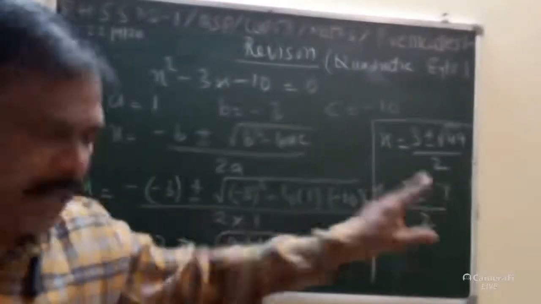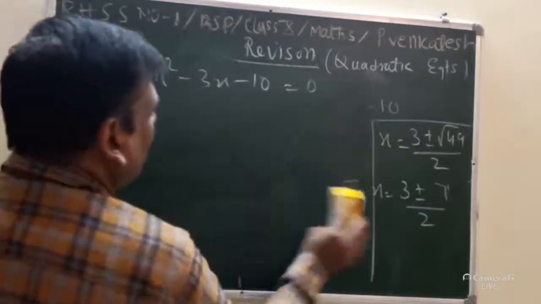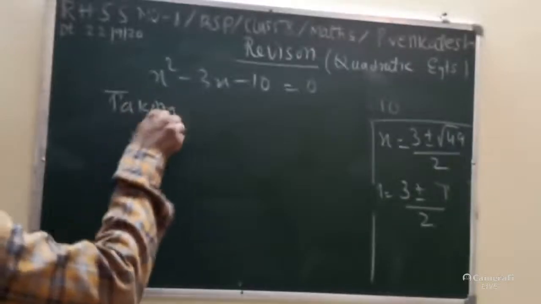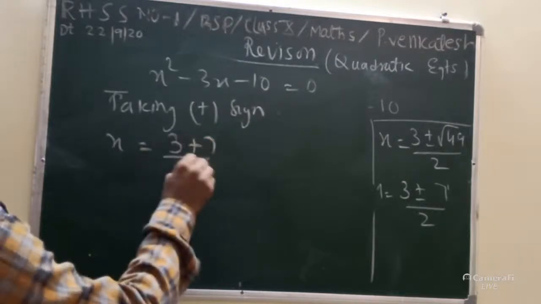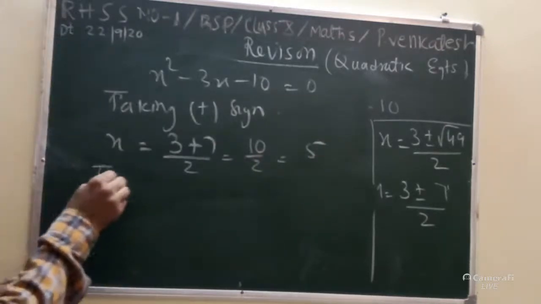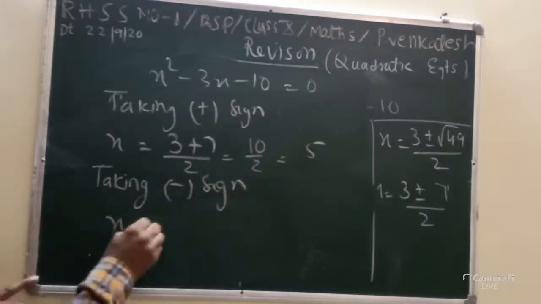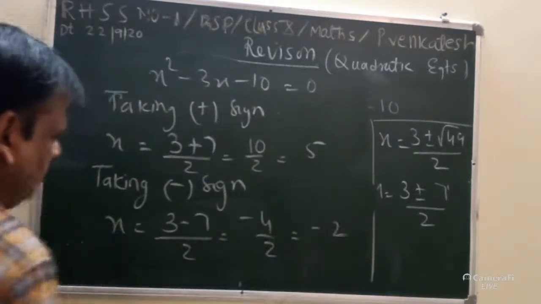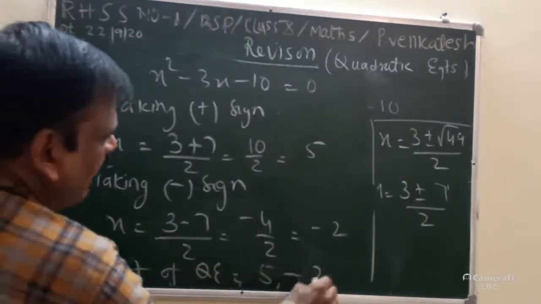Then what will we take? Here plus and minus. Once you have to take the plus sign and next the minus sign. Taking positive sign, x equal to 3 plus 7 by 2, that is equal to 10 by 2, that is equal to 5. Similarly, taking negative sign, x equal to 3 minus 7 by 2, that is equal to minus 4 by 2, equal to minus 2. So the roots of the quadratic equation are 5 and minus 2.